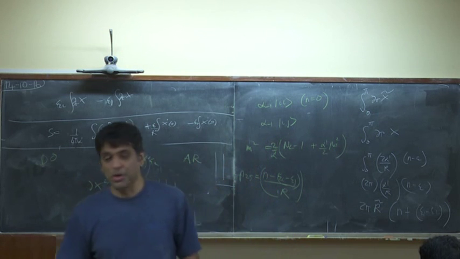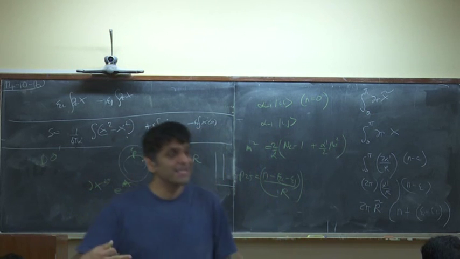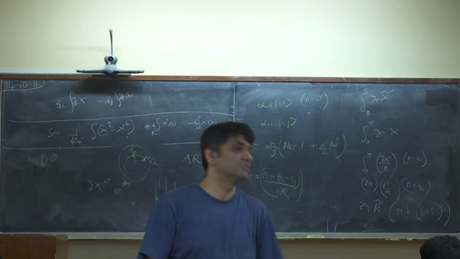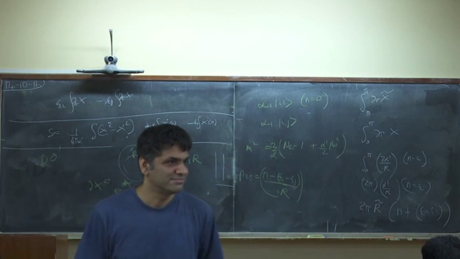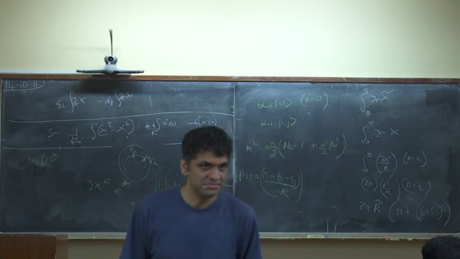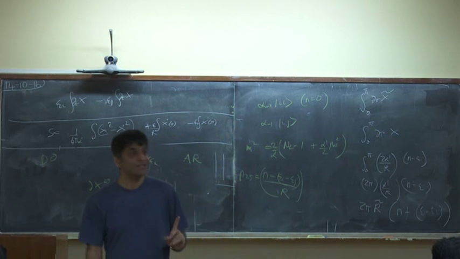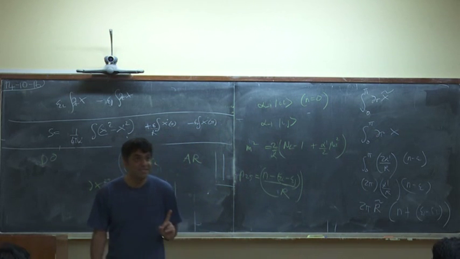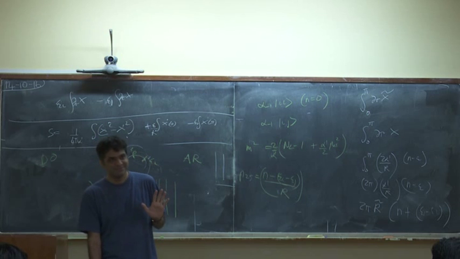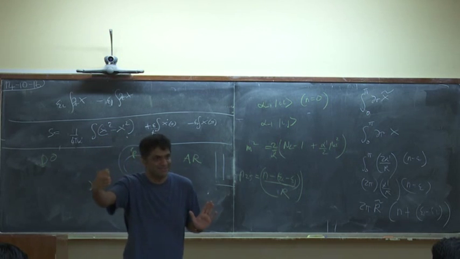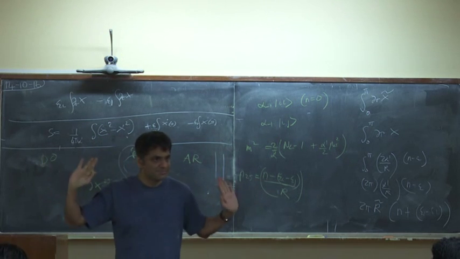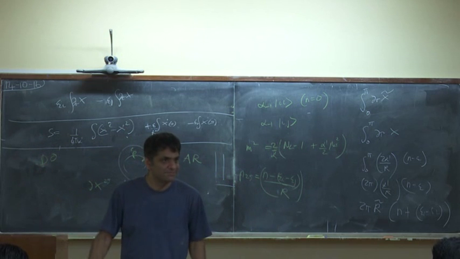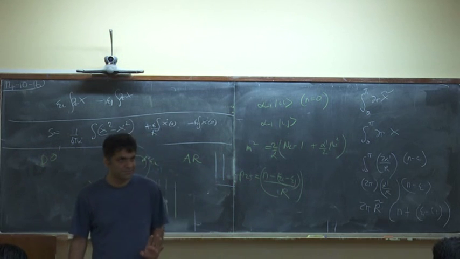So not only are they not pseudo objects, they're in a very real sense as much objects as ordinary strings. Okay? It's just that in perturbation theory, they're much heavier than strings. So they look a bit different. You go outside perturbation theory, they're just as much objects as strings. Yes, that's very important. Yes?